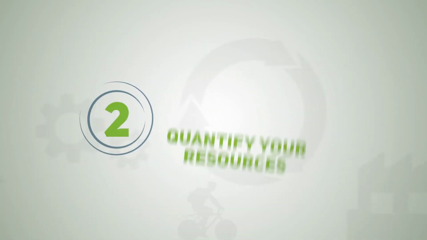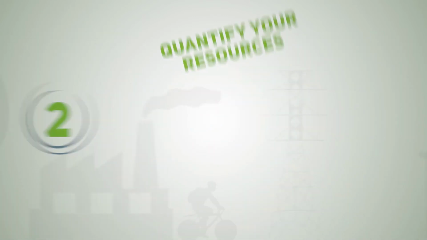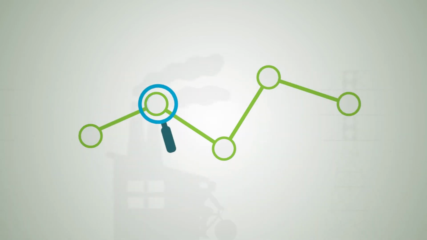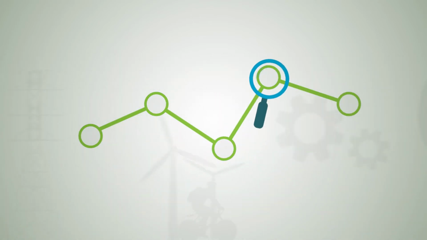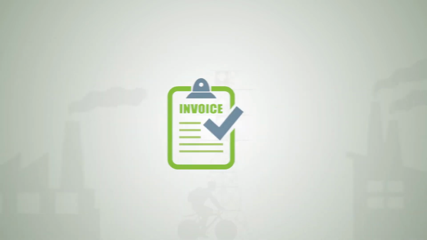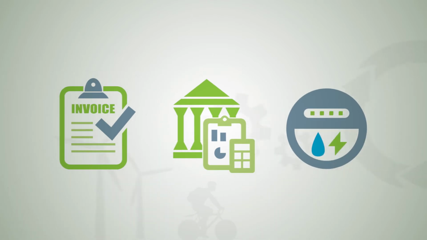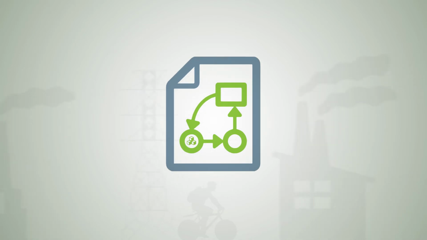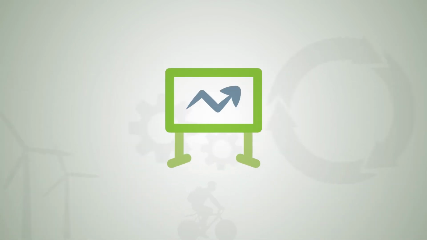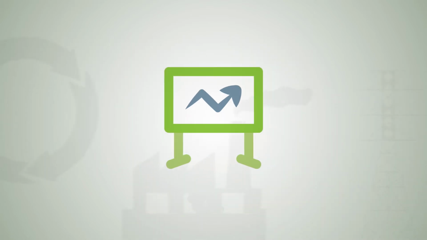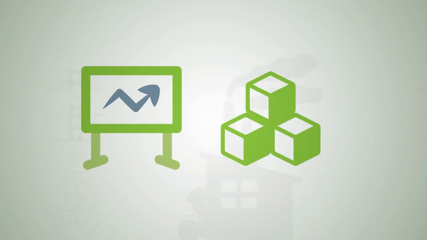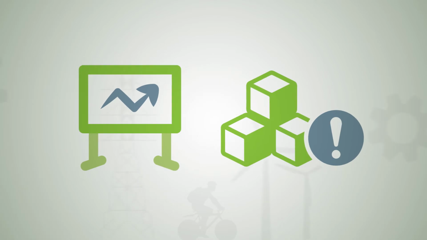Step 2. Quantify your resources. Quantifying your resources will make it easier to identify exchange opportunities. Collect relevant data using supplier invoices, municipal accounts, and water and energy meters. Create data collection forms to identify your priority processes and resources. For example, processes that generate large flows or are critical to the business, or resources that are expensive or might present a risk to the business.